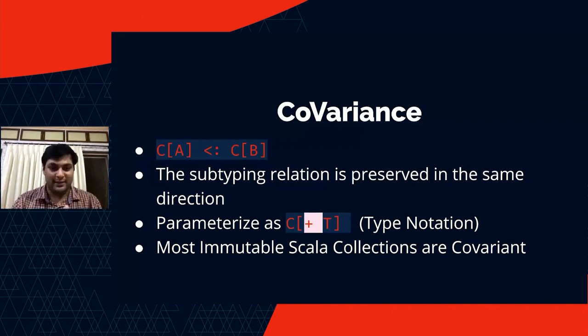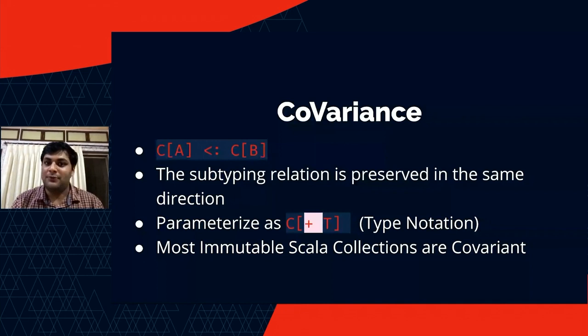Furthermore, there is a diagrammatic representation to ease this understanding. Moreover, it has been parameterized with this plus sign, and sometimes it is also called type notation, so don't get confused with this. As an example, most immutable Scala collections are covariant in nature. In this talk we will also consider List, which is covariant in Scala and immutable, and we will understand an add operation again, but a little later.